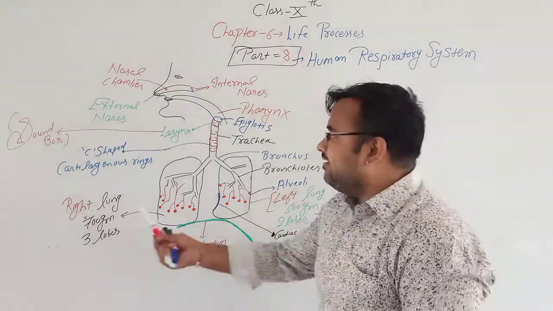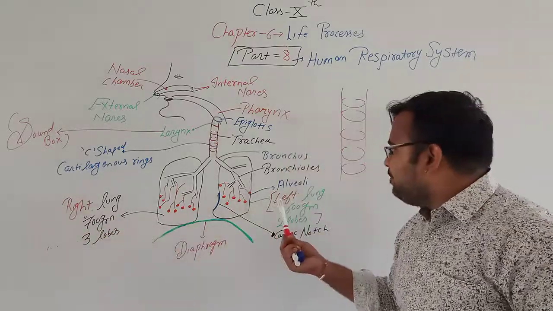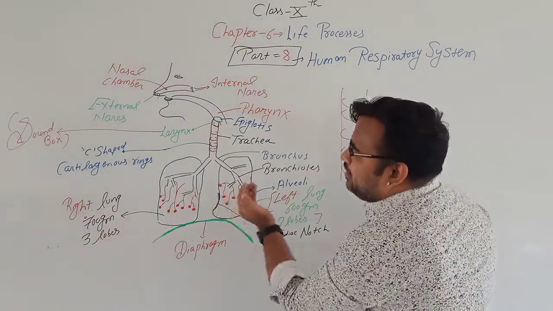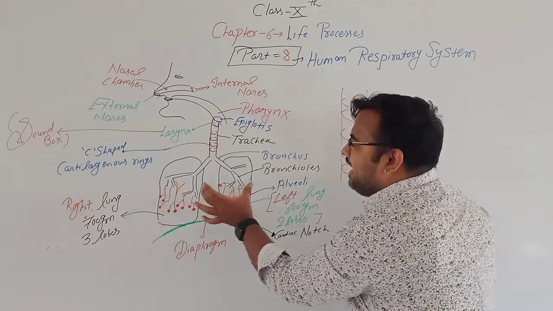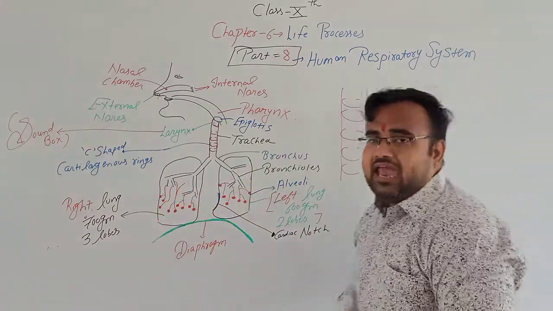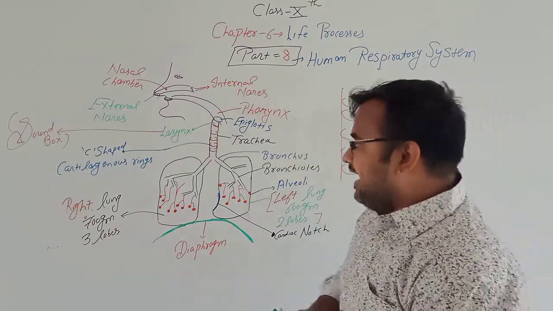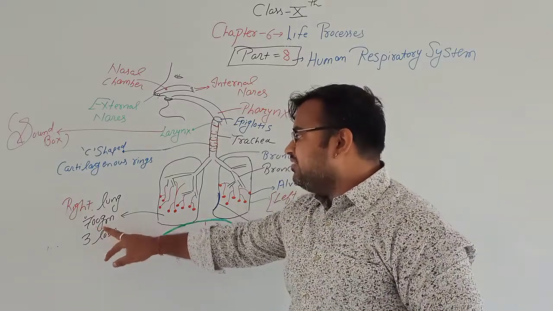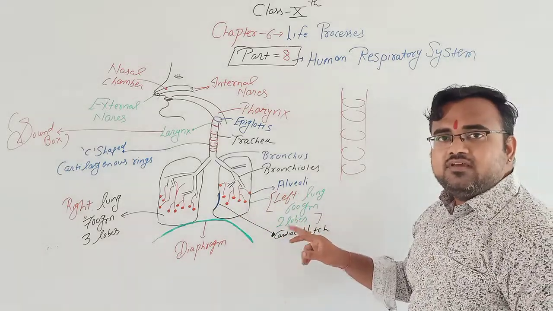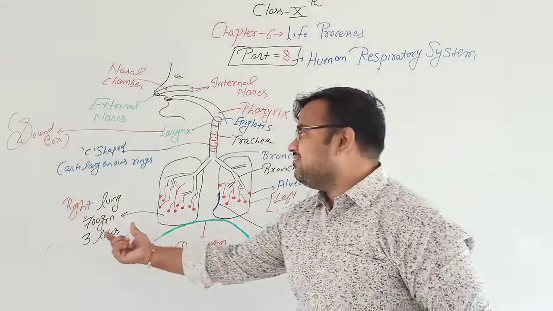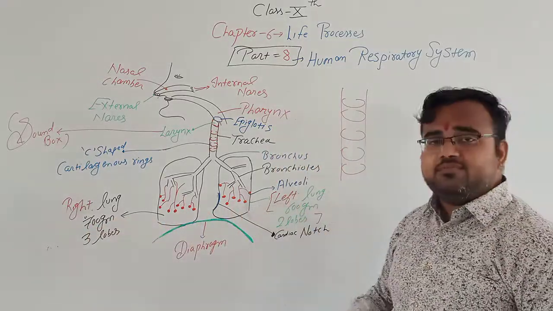See, the right lung is larger in diameter as compared to the left lung. You can see the difference in the diagram. The weight of the right lung is 700 grams and the weight of the left lung is 600 grams. There you can see the differences, 700 grams and 600 grams.